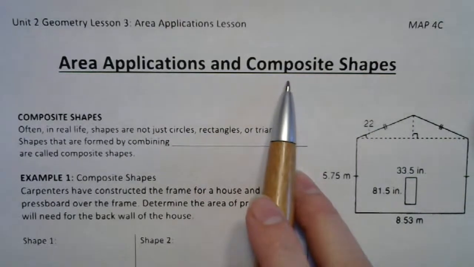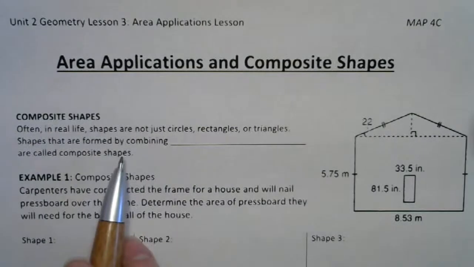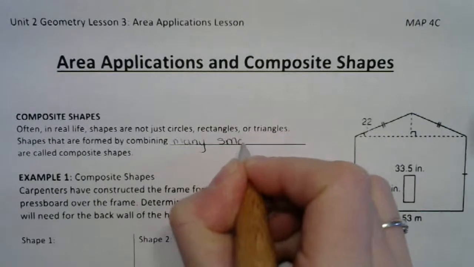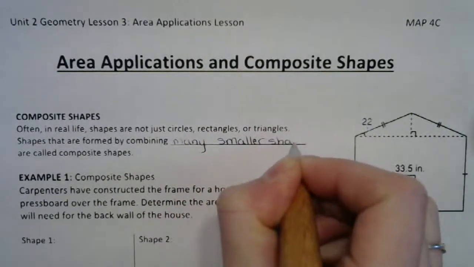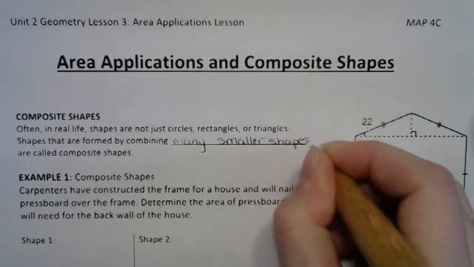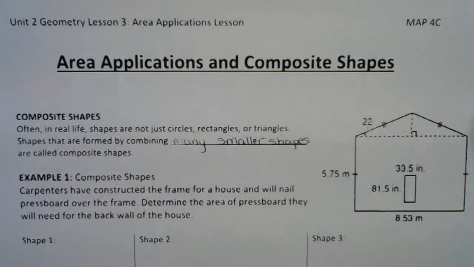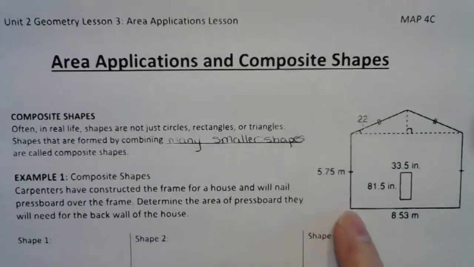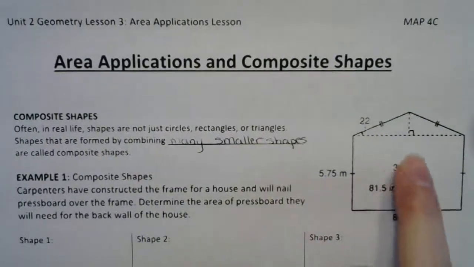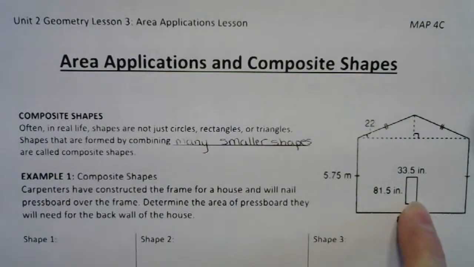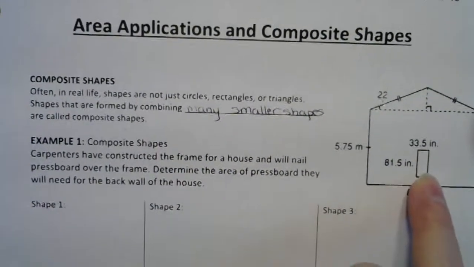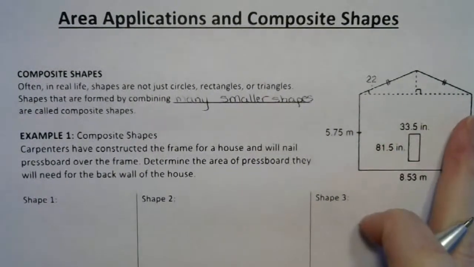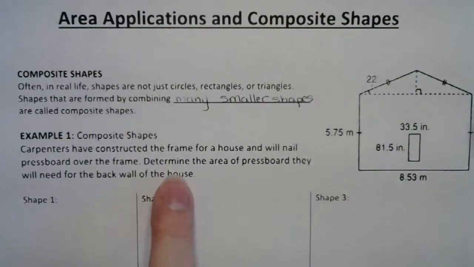A composite shape is formed by combining many other smaller shapes. So if we take smaller shapes and put them together, we're going to end up with much more complex and larger shapes. If we take a look at this, for example, this more or less looks like the face of a house. It's not just a rectangle, it's not just a triangle, but a couple of triangles stuck on top of a rectangle. If we needed to determine how much material we would need to build the frame of this house, or how much wood you'd need to face the front of it, we'd need to be able to find the area of this.